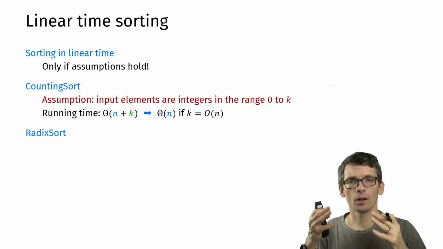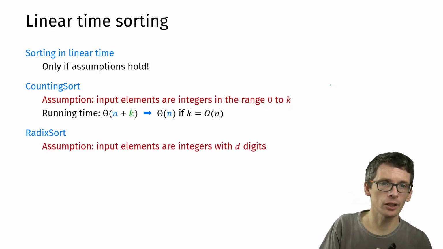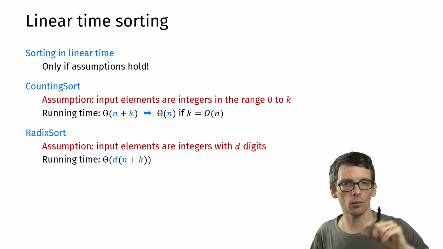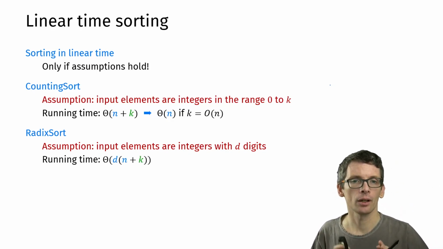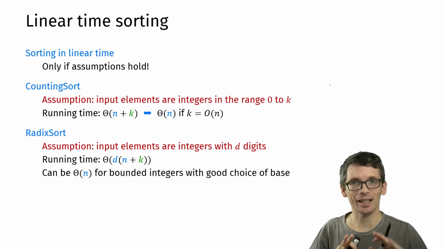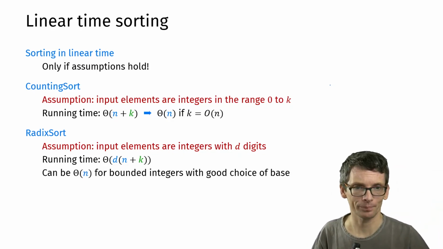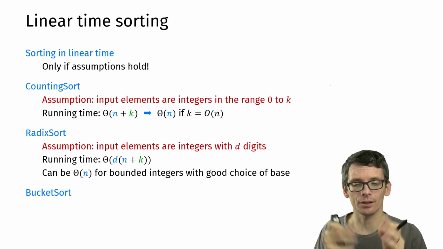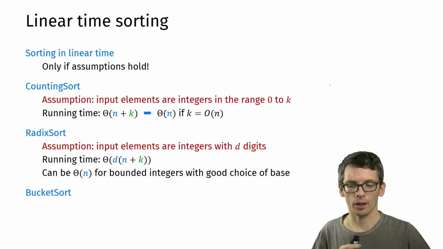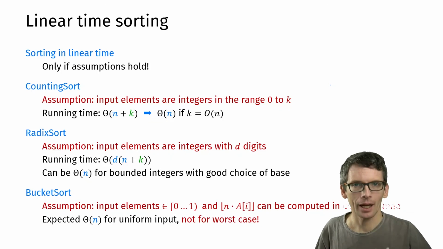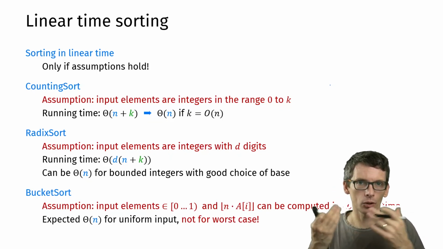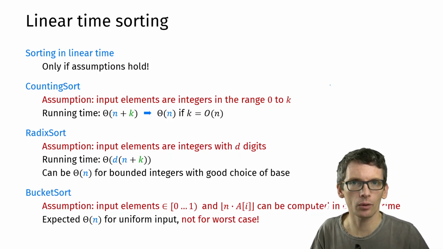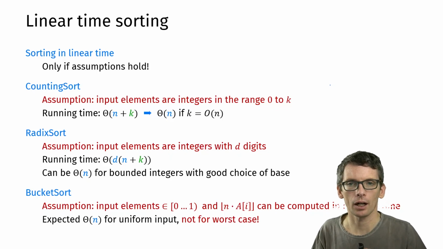Then we had Radix Sort, which had numbers with d digits, and then the running time was order d times n plus k, where k was the number of options per digit, and this worked nicely if we make k order n. And then finally we saw bucket sort, which worked for numbers between 0 and 1. It also required using the floor function and an expectation. If the numbers are uniformly distributed in this range between 0 and 1, we get a linear time algorithm. In the worst case, this algorithm is quadratic.